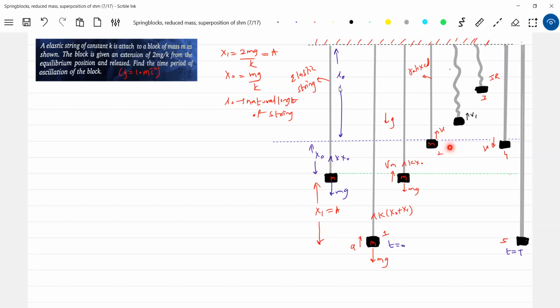So now what we know is how to calculate the times. For that we should know what omega is. What can omega be? Omega should be root of k by m naturally. Omega should be root of k by m.